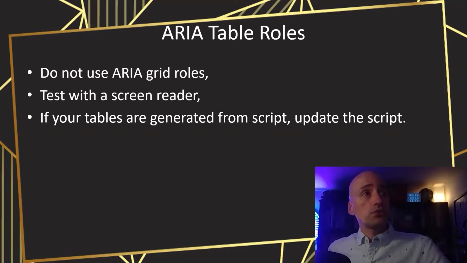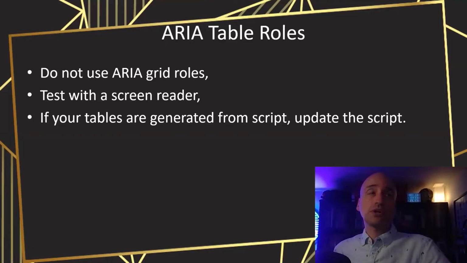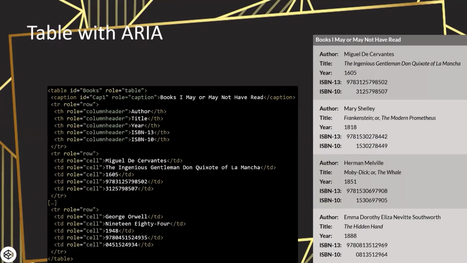Whatever you do though, test with a screen reader. And it's important because, as I noted already, today, 2 new things were released that could have invalidated some of my testing. Turns out they really didn't, but when you have a release cycle of some browsers that's every N weeks, that means something you tested this month could be different next month. So you need to stay on top of this. If your tables are generated from script, you might need to update that script as well.